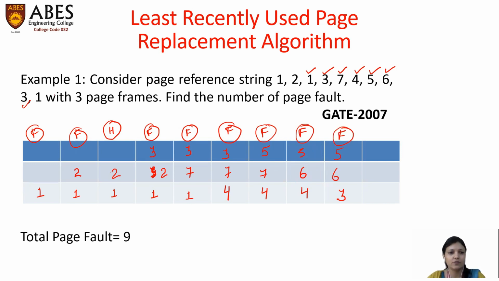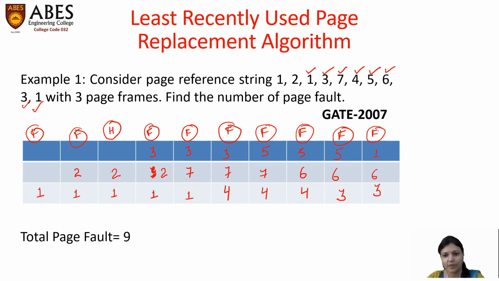The next value is 1. So 1 is also not present in the memory. We have to replace one of these values with 1. So we will find the least recently used page out of these 3. 3 was the most recently used page. Before that we used 6 and the last one was 5. So we will replace 5 with 1. So this is also a page fault.